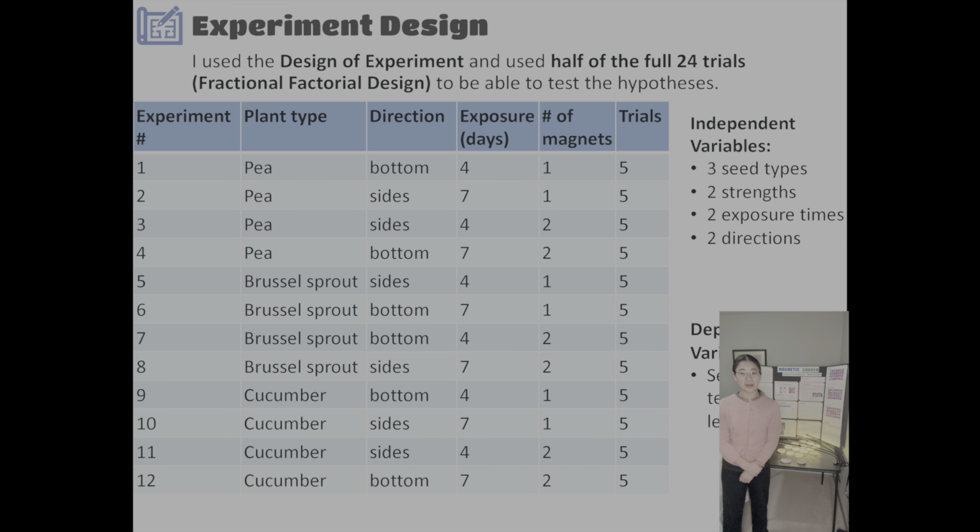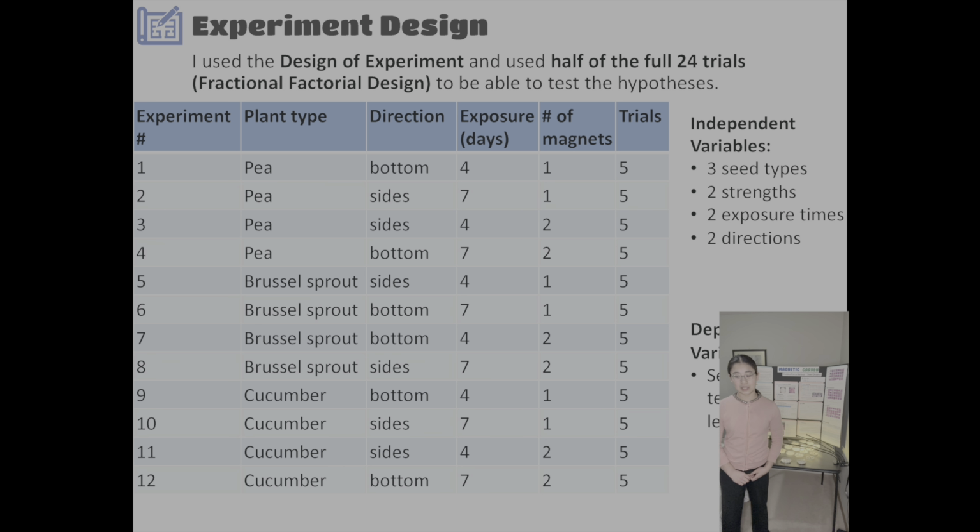So here's how I designed my experiment. I used the design of experiment method to conduct my project. I had 4 independent variables: 3 seed types, 2 magnetic strengths, 2 exposure times to the magnet, and 2 directions. If I were to use all the combinations, that would be those 4 numbers multiplied together and then multiplied by 5 trials for each container, so that would get me 120 runs, which is a lot.